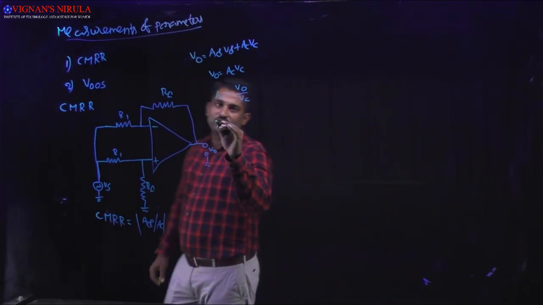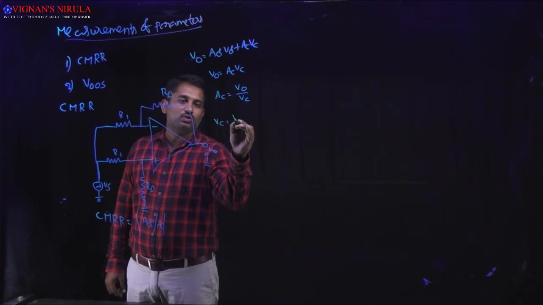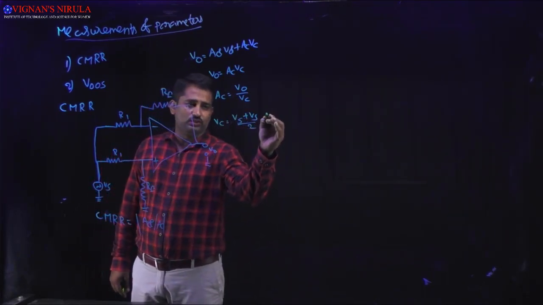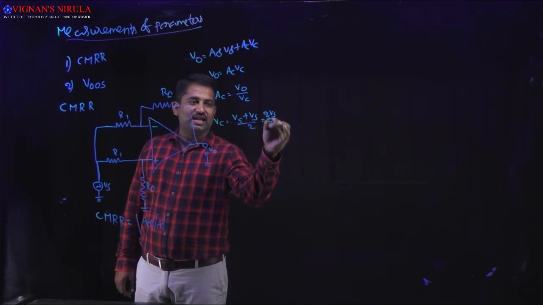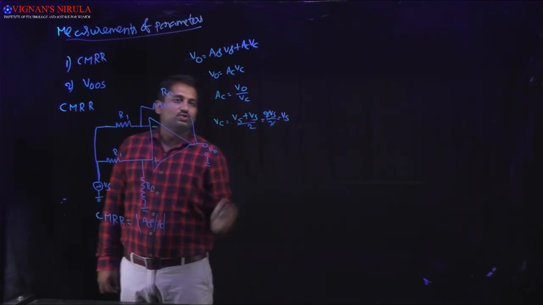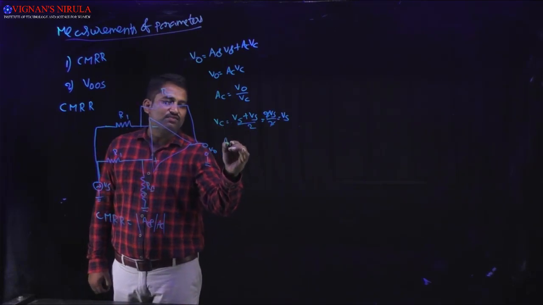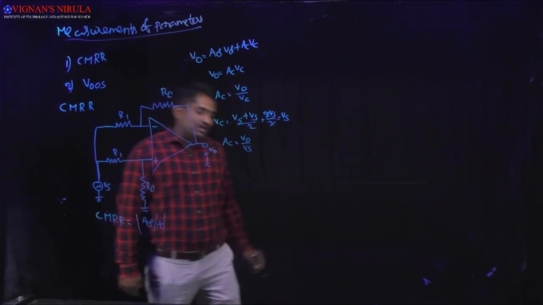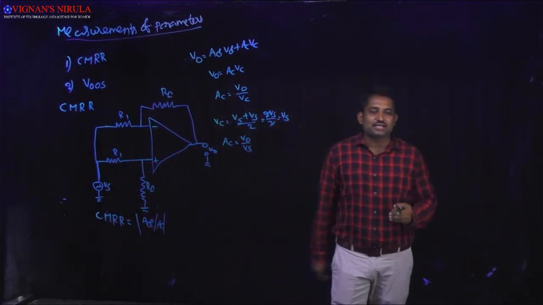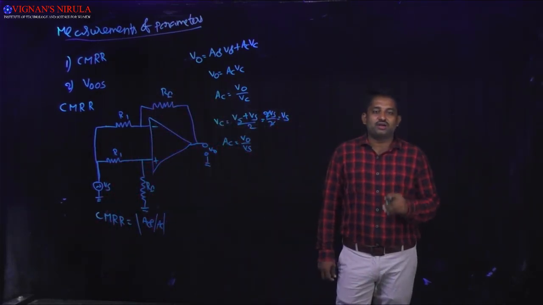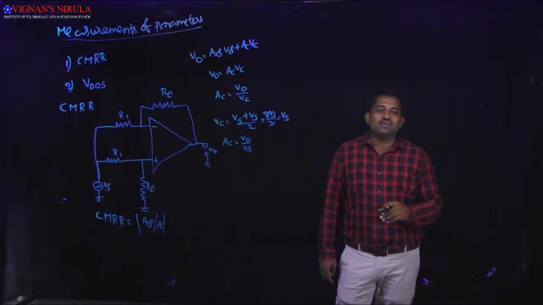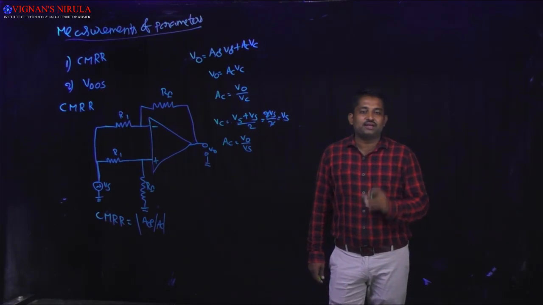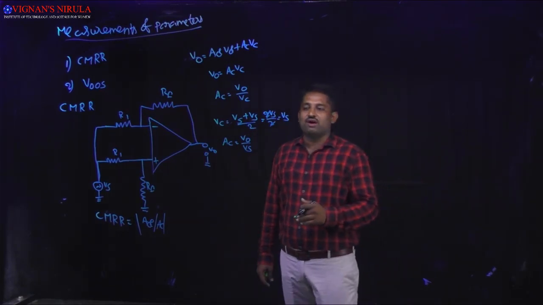So what happened? Vc is equal to Vs plus Vs divided by 2, which is nothing but 2 Vs by 2, so we will get Vs. Finally, AC will be equal to V0 divided by Vs. This is not enough for the calculation of CMRR, and we may require the AD value also. Once we know the values of AD and AC, then we can easily calculate the value of CMRR.